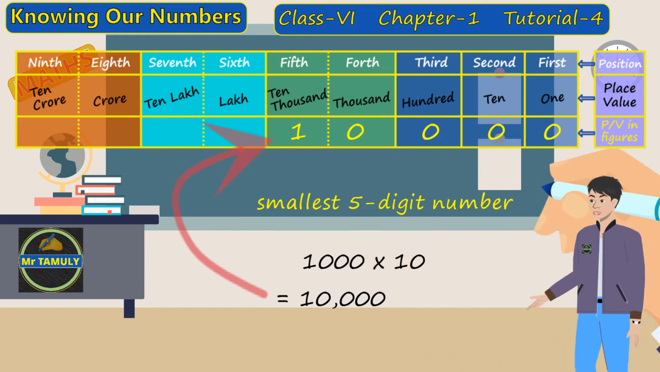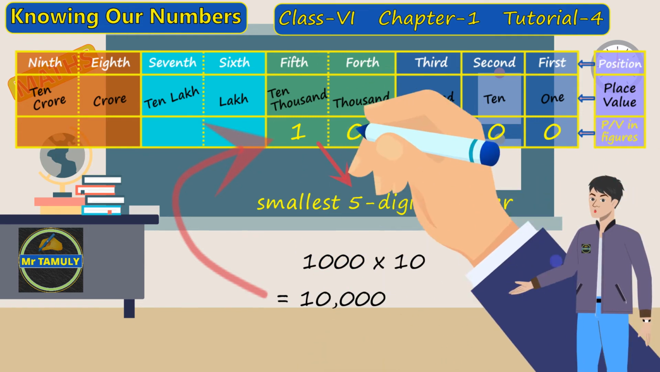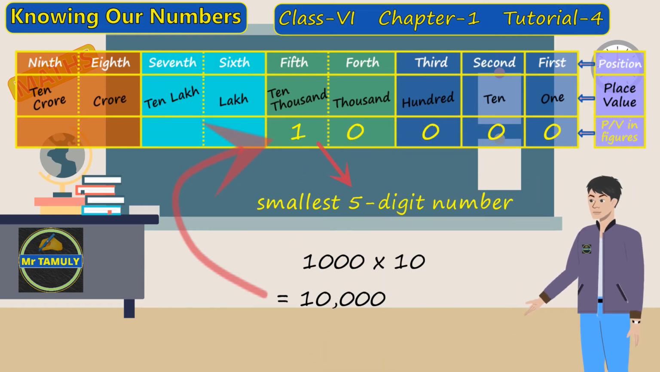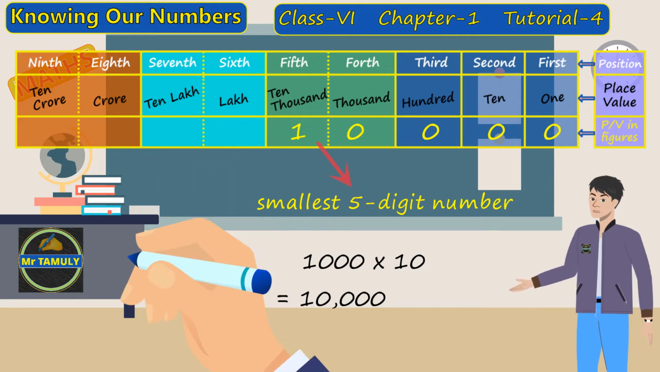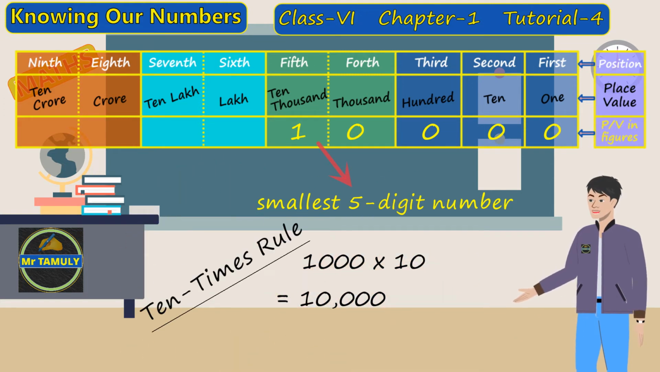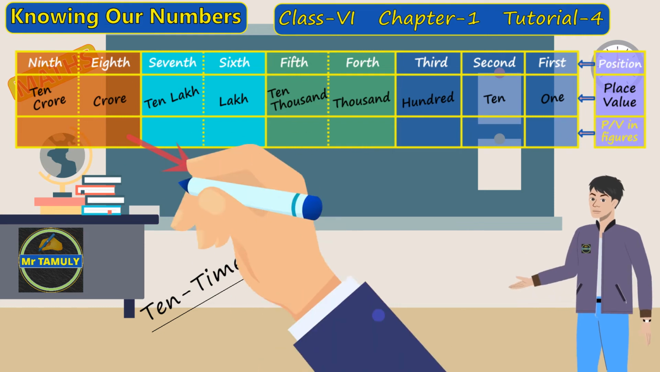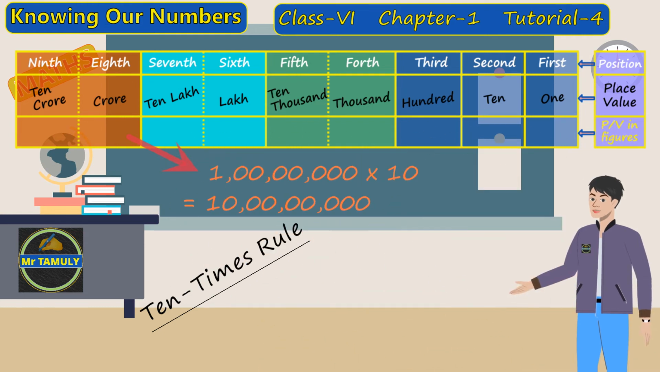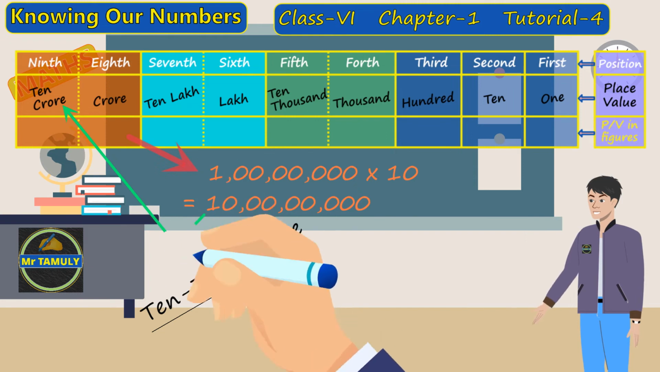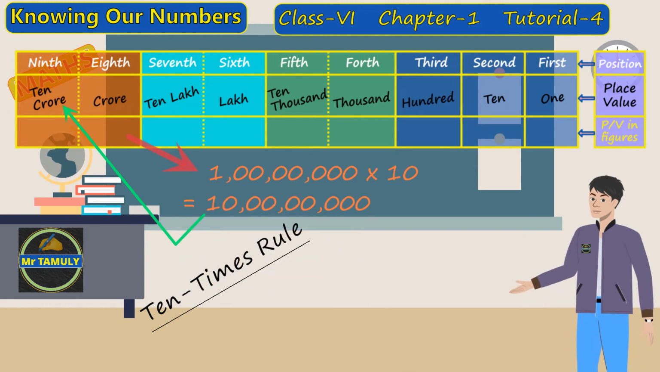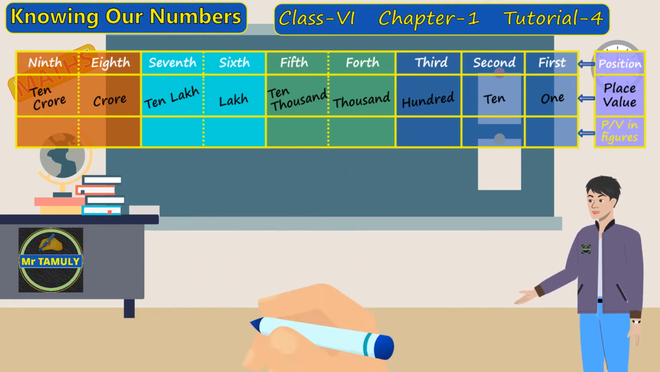This method of finding the place value is applicable to all the positions. We can call this method the 10 times rule. As per this 10 times rule, if you multiply the place value of any position by 10, you get the place value of the next higher position. For example, if we multiply the place value of the 8th position by 10, the product we get is the place value of the 9th position. The other method of finding place values is the +1 rule.